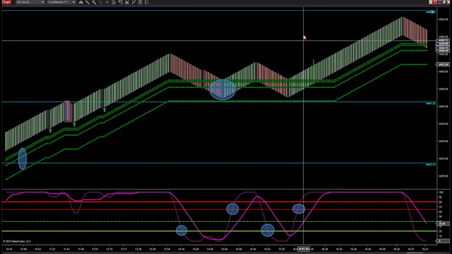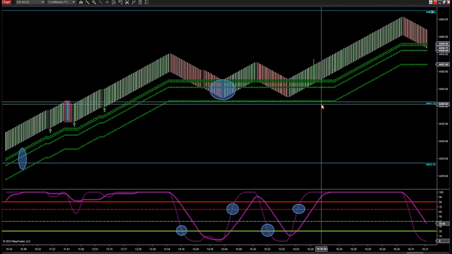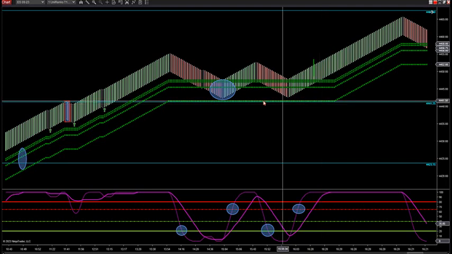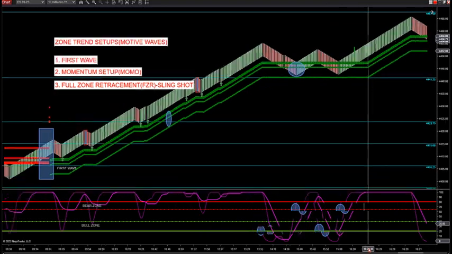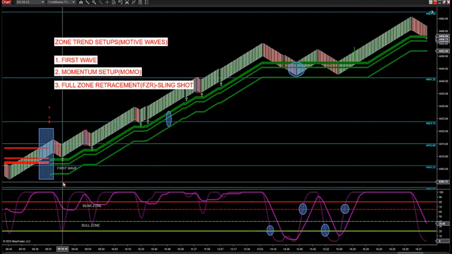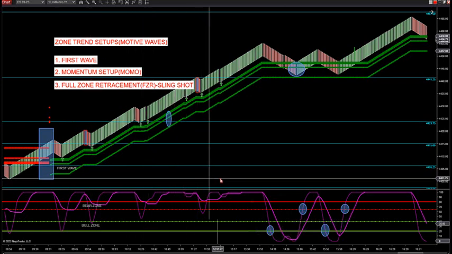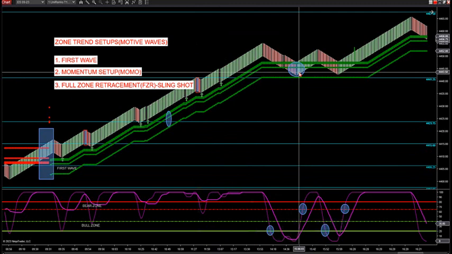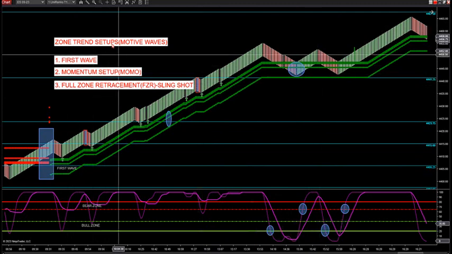It moved from what, 15 a quarter, as high as what, 66. It moved up almost what, 15 S&P points on my slingshot yesterday. So these are slingshot trades. If I skinny this down, we went from a first wave yesterday into a Momo, Momo, Momo, Momo, Momo, Momo, slingshot, slingshot. So those are all three trend setups.